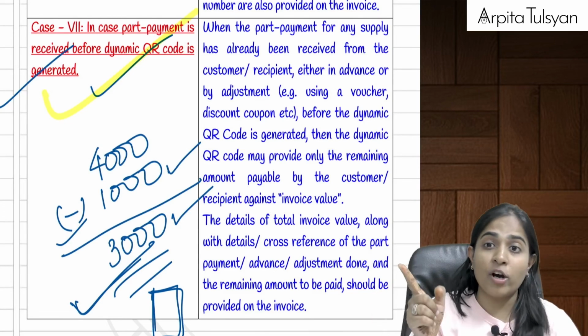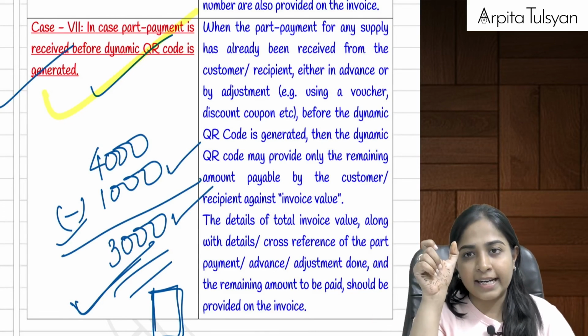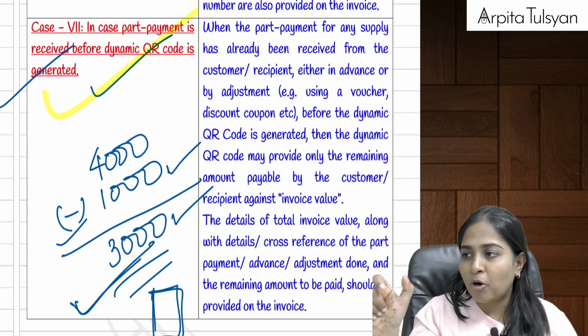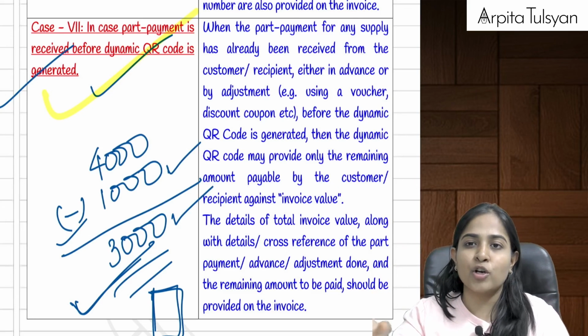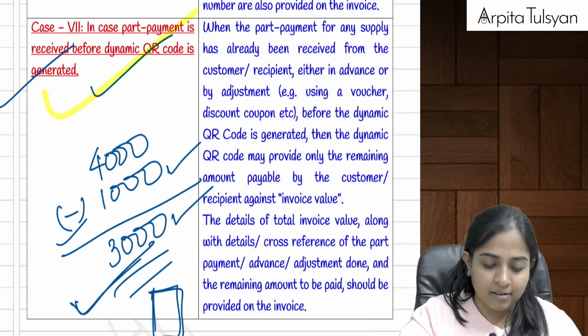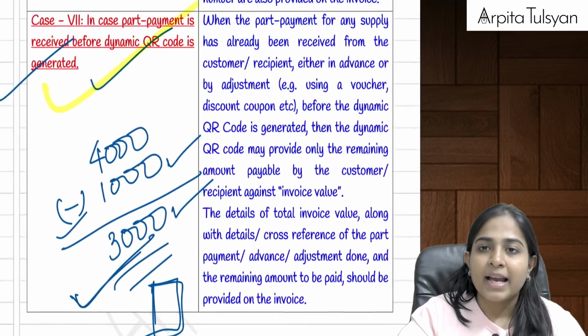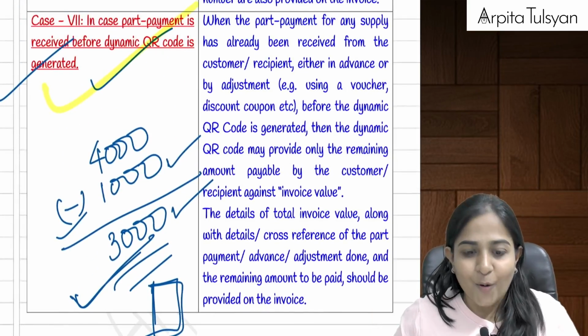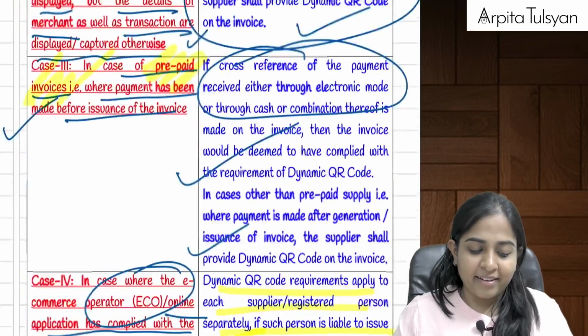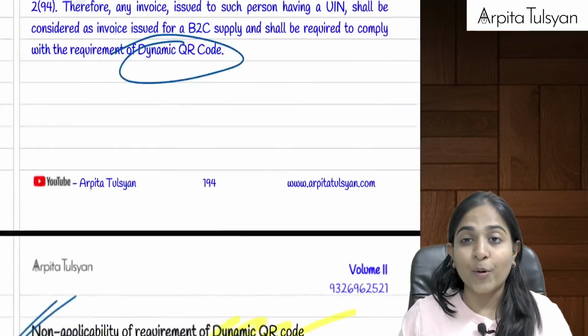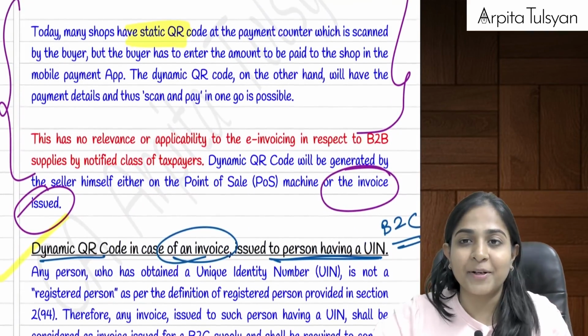But your invoice will contain all the details. It will contain your total amount minus so and so amount paid by so and so voucher and minus so and so amount paid by scanning the dynamic QR. Are you clear with this? This was all about your dynamic QR code, and this was all about your tax invoices, debit note and credit note.